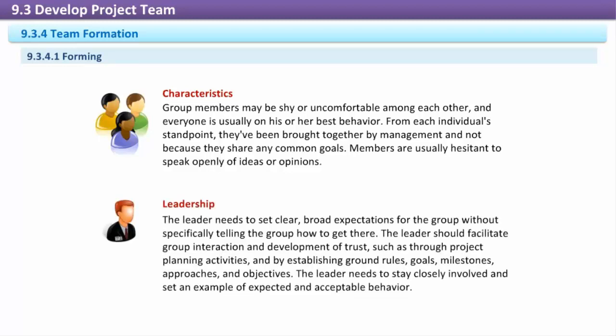Leadership. The leader needs to set clear, broad expectations for the group without specifically telling the group how to get there. The leader should facilitate group interaction and development of trust, such as through project planning activities, and by establishing ground rules, goals, milestones, approaches, and objectives. The leader needs to stay closely involved and set an example of expected and acceptable behavior.